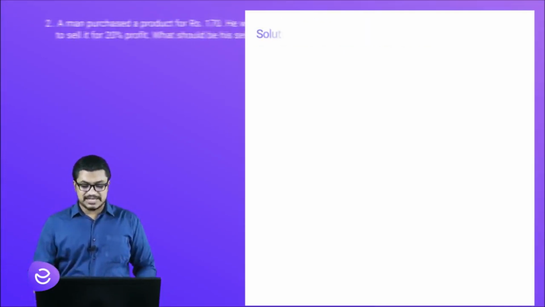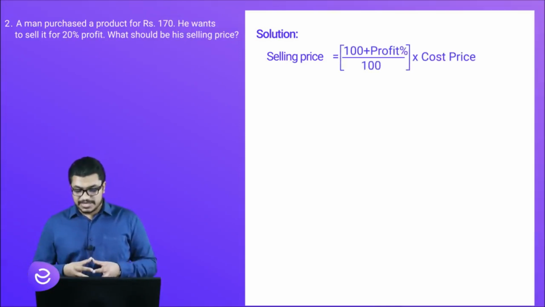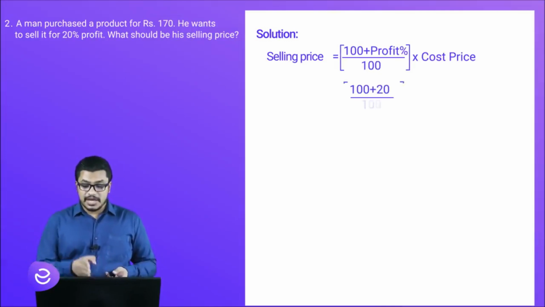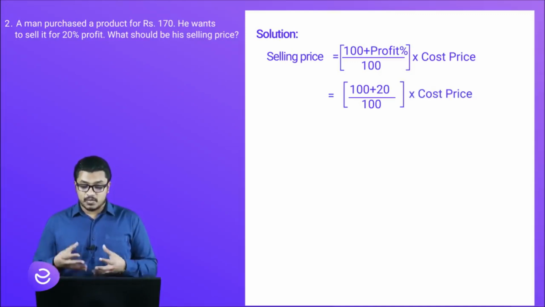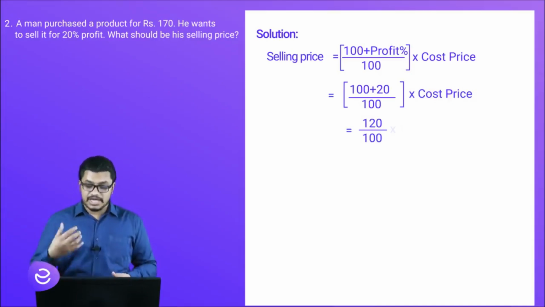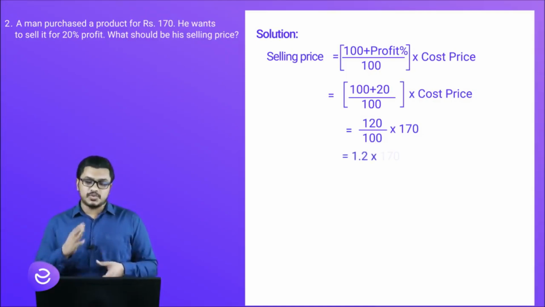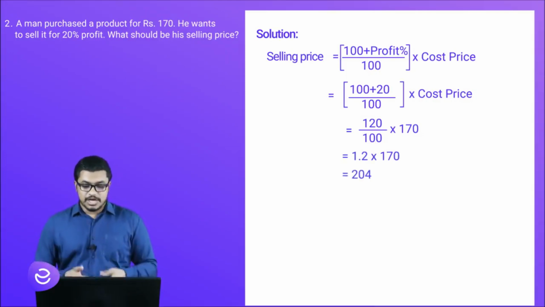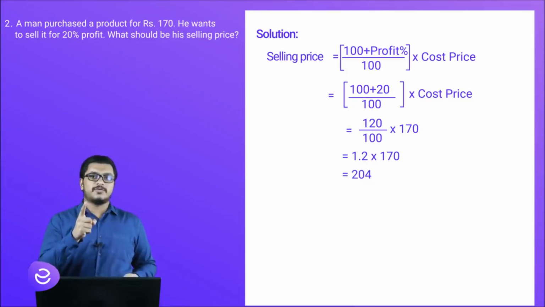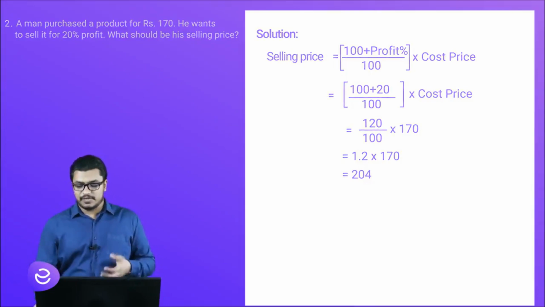Here also the equation is given: selling price equals 100 plus profit percentage divided by 100 into cost price. The profit percentage is 20, so 100 plus 20 divided by 100 into cost price. So we get 120 divided by 100, and the cost price is 170. So 120 divided by 100 is 1.2, and 1.2 into 170 gives you the answer of 204. So if he has purchased for 170 rupees, he has to sell it for 204 rupees to make a profit of 20%. If you have the equation, you can do it very easily.